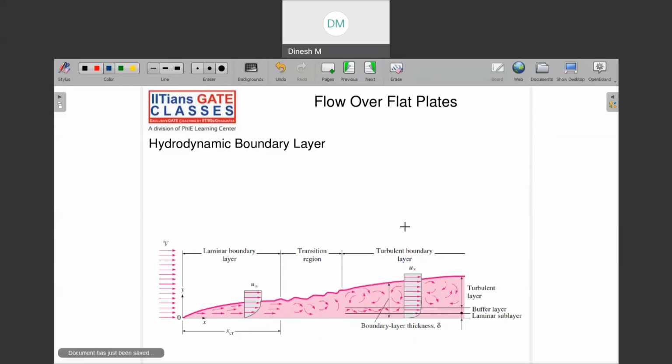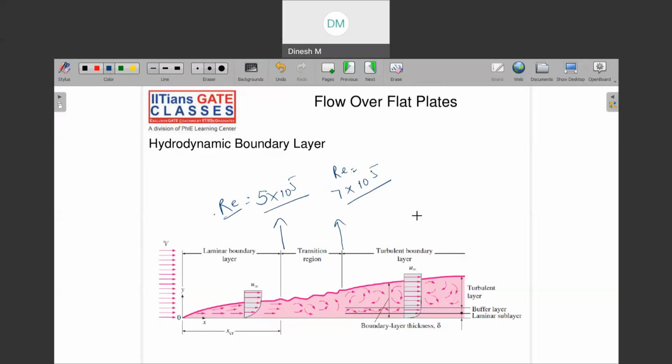And what is this region? Till this point, what is your Reynolds number? This is 5 into 10 to the power 5, and this is your transition region. So here you can take it even 7 into 10 to the power 5. Okay, so your Reynolds number is 5 into 10 to the power 5 here, and Reynolds number is equal to 7 into 10 to the power 5 here, and this is your transition zone.